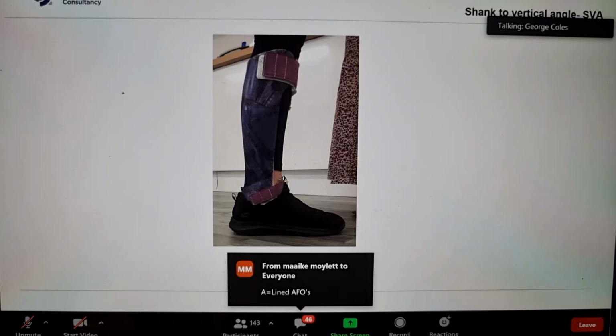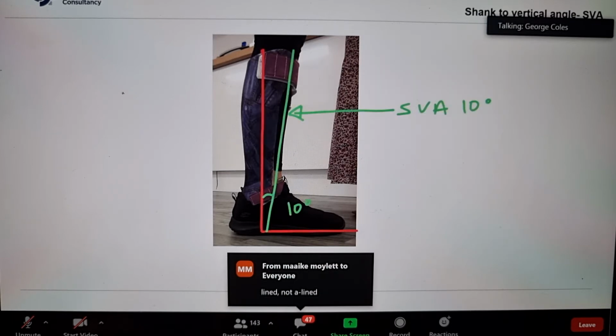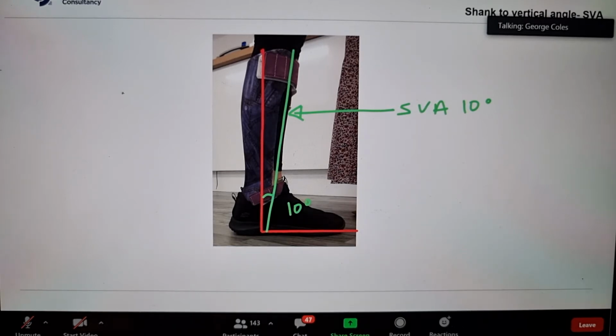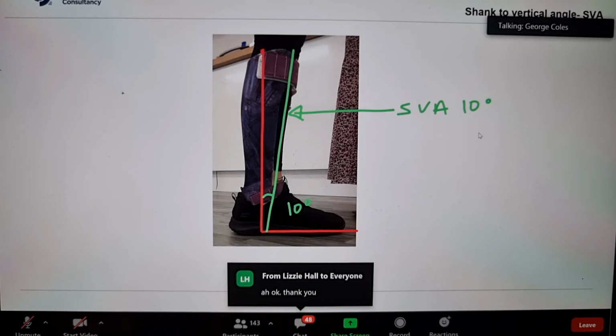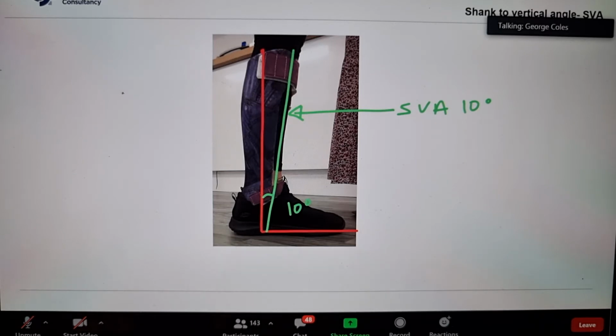So, shank to vertical angle. This is an AFO at -5 inside a nice pair of Skechers trainers. So the AFO might be at -5, but the SVA is at 10 degrees. We might have to increase that a little bit more. Typically, it is about 10 to 12. On average, I think they say it's about 11.4, 11.6, but I typically find it about 11 degrees personally from what I've seen, but it depends on age, severity, etc.